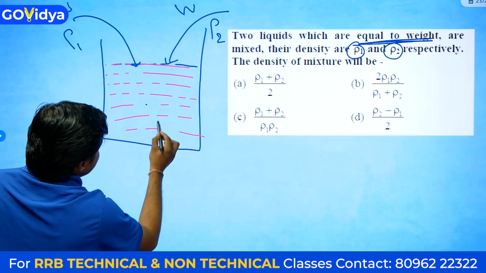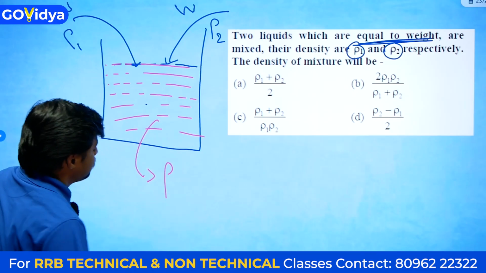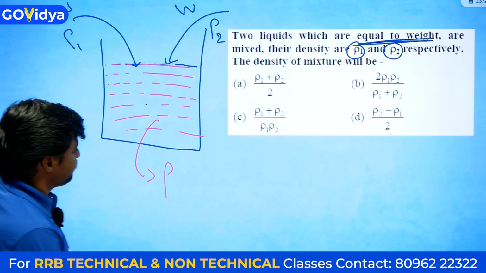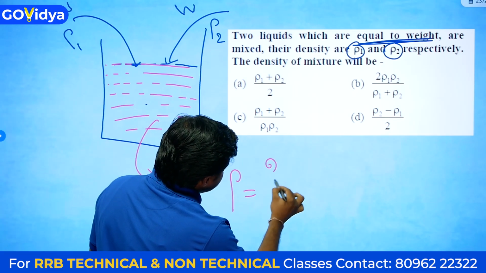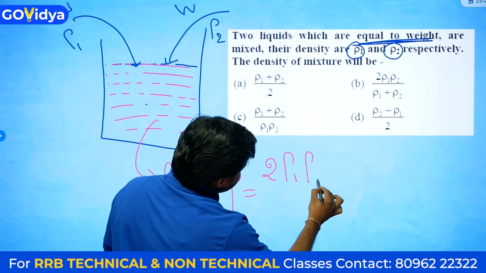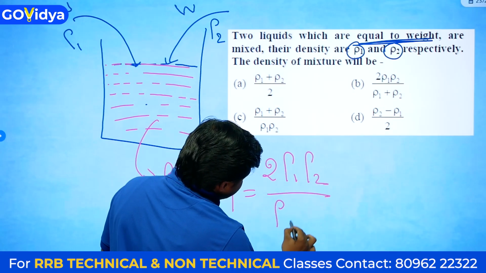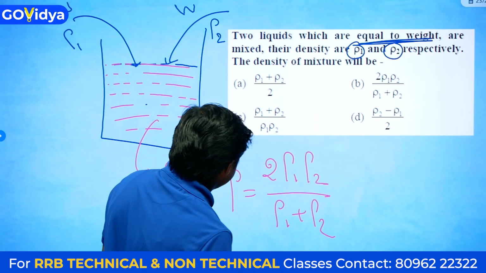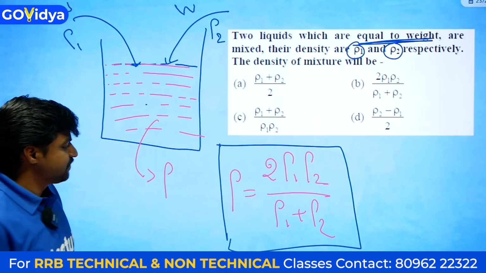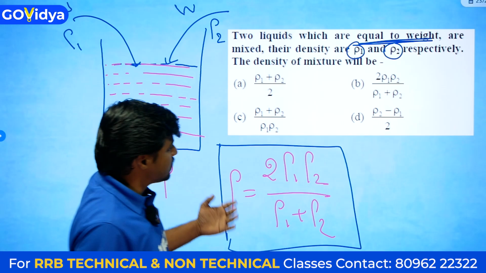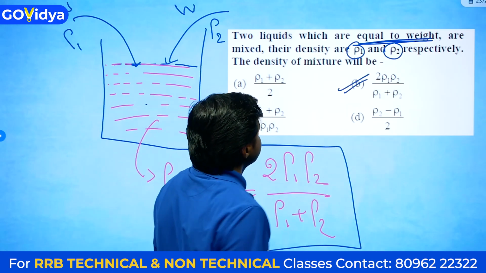They are asking what is the density of the mixture. Okay, I will give the direct formula. Rho is equal to 2 ρ1 ρ2 by ρ1 plus ρ2. This is the density of the entire mixture. From the options, option B is the correct answer. Next question.